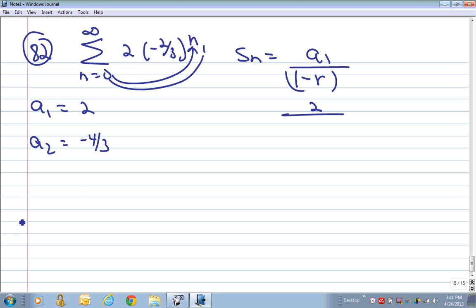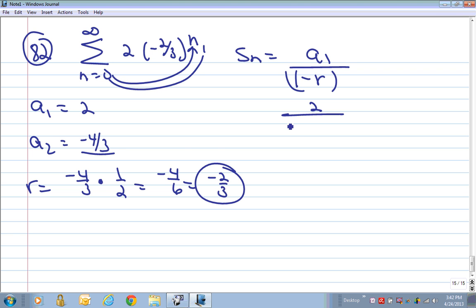And now, once again, we've got to go through the whole scenario to find the ratio. So the ratio is going to be the second term, negative 4/3, divided by 2, or multiplied by 1/2, which is going to be negative 4/6, which is really negative 2/3. That's our ratio. So we have 1 minus negative 2/3. Minus a negative, that's plus a positive. Be really careful.